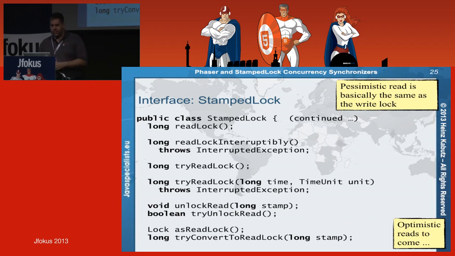We also have reading. So this is not an optimistic read; this is a pessimistic read. It looks very similar to the writing. ReadLock returns a long again, and then we can try to unlock as well and convert our existing lock to a read lock. So we can take a write lock and convert it to a read lock. This looks very, very similar to the writing because they're both pessimistic. It's basically the same interface, copied and pasted, write converted to read. And I'll show you the optimistic reads in a moment. First, we need to look at how this works.